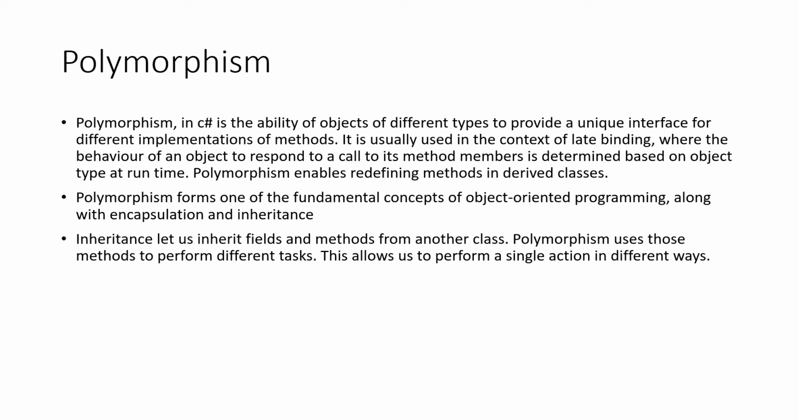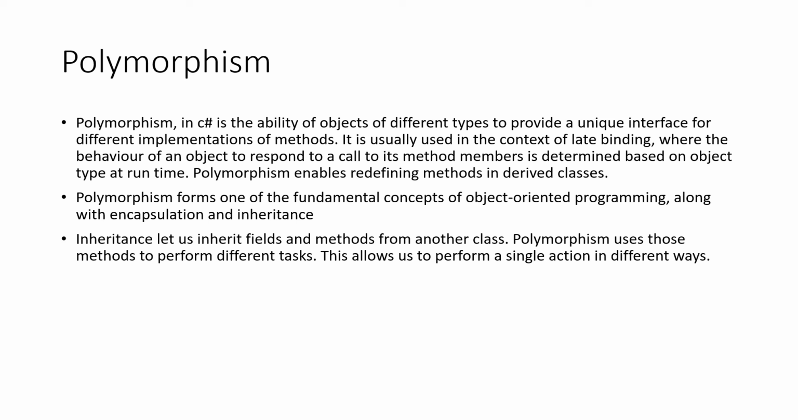Now let's talk about polymorphism. Polymorphism in C# is the ability of objects of different types to provide a unique interface for different implementations of a method. It is usually used in the context of late binding, where the behavior of an object responding to a call to its method member is determined based on object type at runtime. Polymorphism enables redefining methods in derived classes. Polymorphism forms one of the most fundamental concepts of object-oriented programming, along with encapsulation and inheritance.